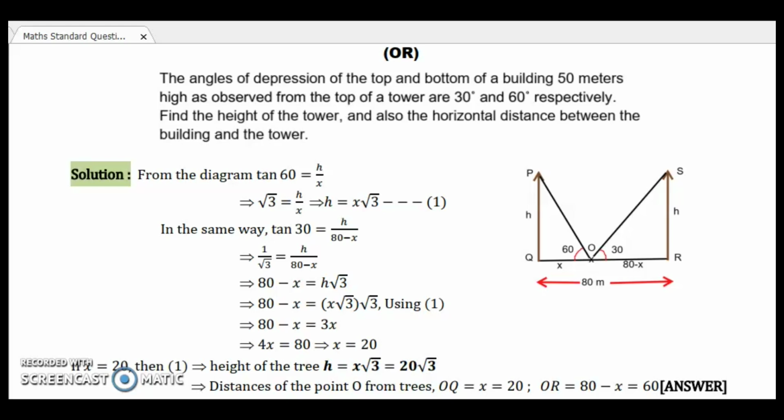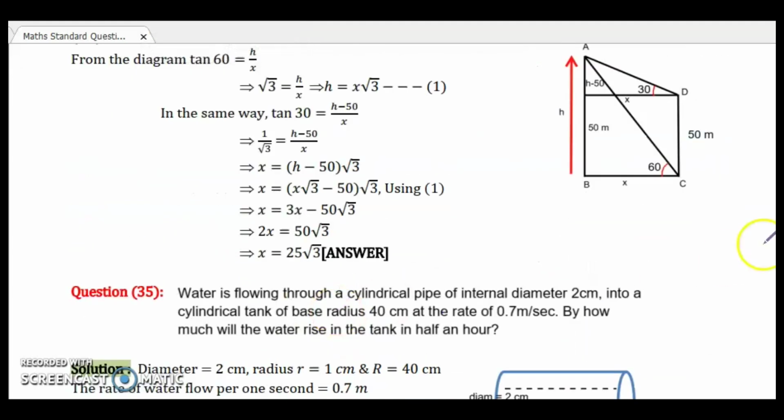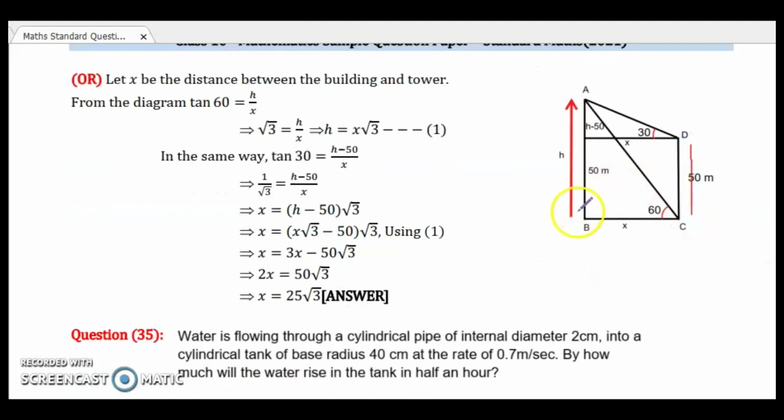Now let us move on to the R part. If you see the R part, the angles of depression of the top and bottom of a building 50 meters high are observed from the top of a tower as 30-degree and 60-degree respectively. Therefore, there is a building of 50 meters. This is a tower. From the tower, the top of the building as well as the bottom of the building has been observed. It is given the angles 30-degree as well as 60-degree.